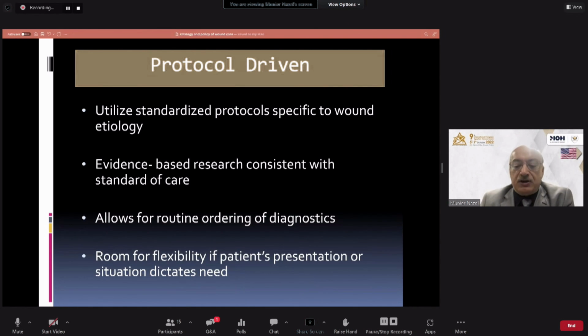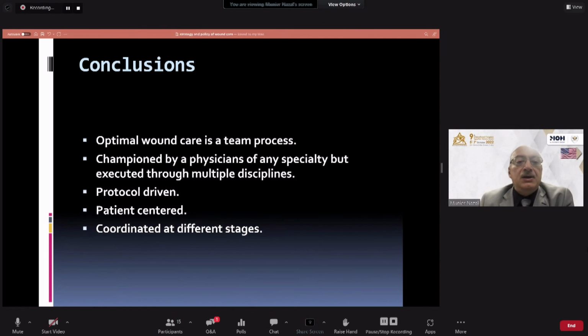Protocol-driven, another strategy. So in conclusion, optimal wound care is a team process championed by a physician or physicians of any specialty, but executed through multiple disciplines, protocol-driven, patient-centered, and coordinated at different stages.